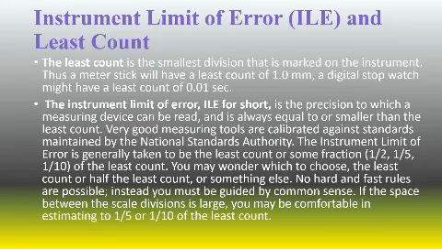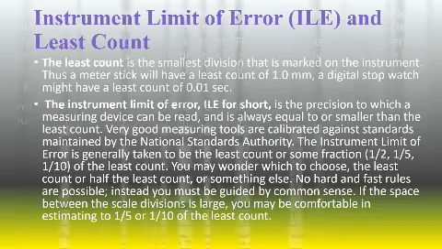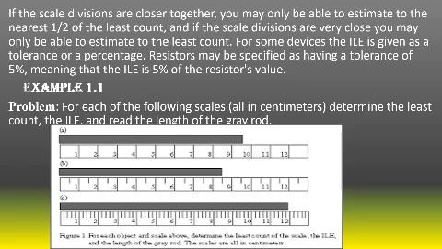So the problem here says that for each of the following scales, all in centimeters, determine the least count and the instrument limit of error, and read the length of the gray rod. So here we have to determine the least count and the instrument limit of error, and also to read the length of the gray rod located on the rules. So this is the gray rod, and these are the dimensions of each rule.